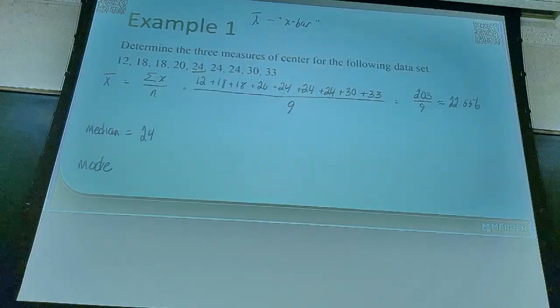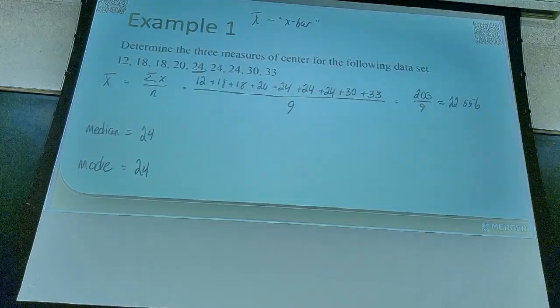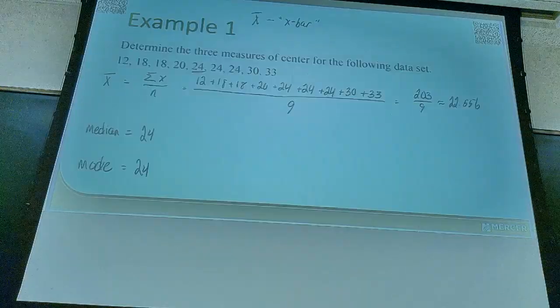Mode is just which one occurs most frequently. 24 occurs 3 times. 18 occurs twice, everything else only occurs once. So the mode also happens to be 24. And you can look at this data set. Median is larger, so it is right skewed, but it is a very slight right skew. It's almost perfectly symmetric.